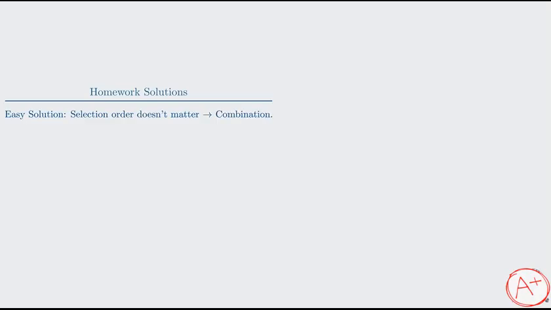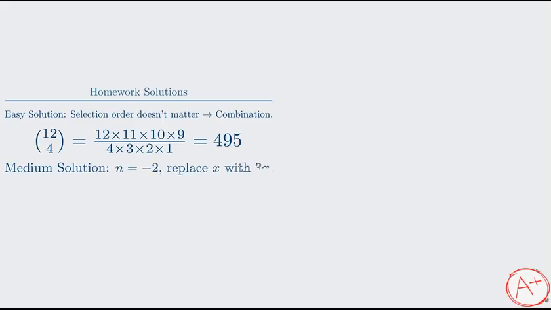Let us go through the solutions. For the easy question, since we are selecting a team and the order doesn't matter, we use combinations. 12 choose 4 equals 12 times 11 times 10 times 9 over 4 times 3 times 2 times 1, which simplifies to 495. For the medium question, we use the formula with n equals -2 and replace x with 3x.